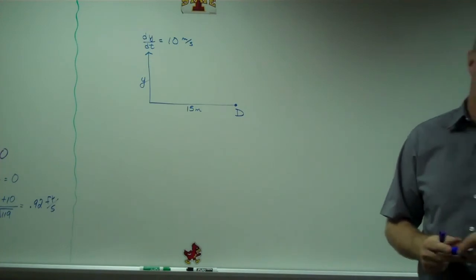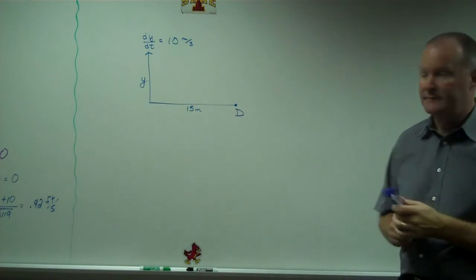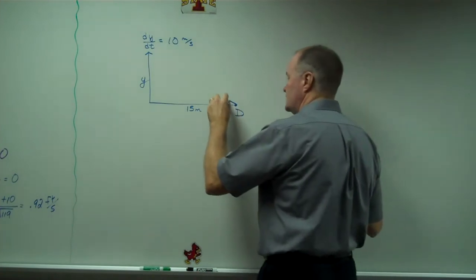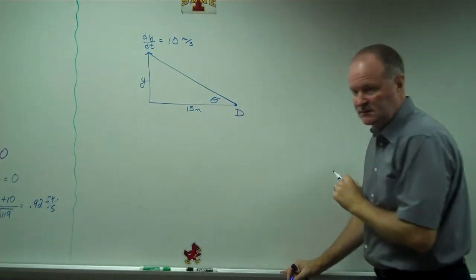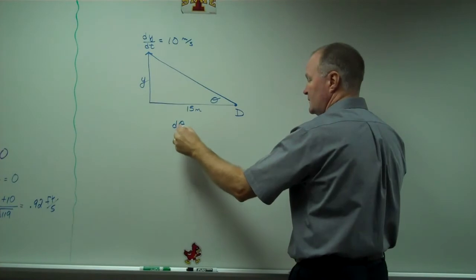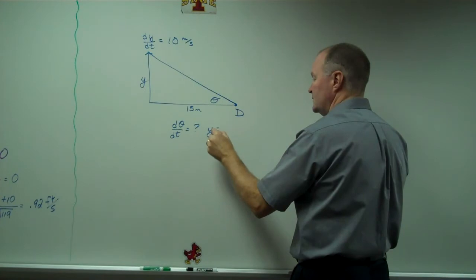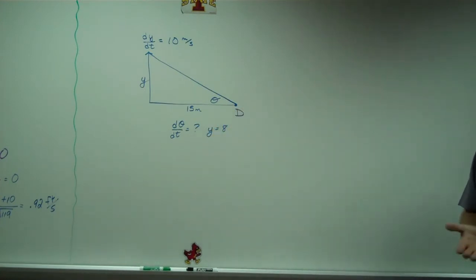What is the rate of change of the angle of elevation of the elevator when the elevator is 8 meters off the ground? Well, David must be the guy that's looking at the elevator, and that theta right there is the angle of elevation. And so we want d theta dt when y equals 8. Set up okay? Comfortable doing that?